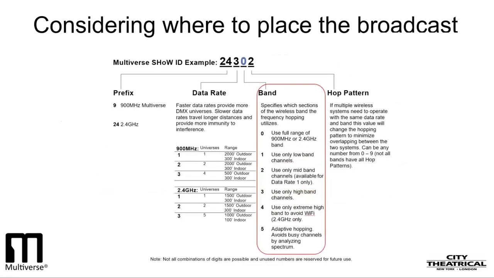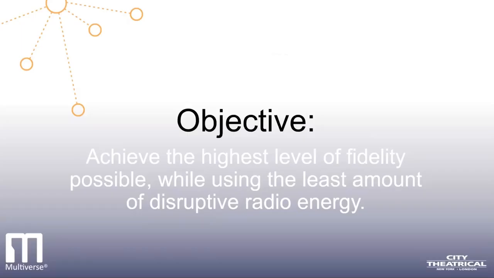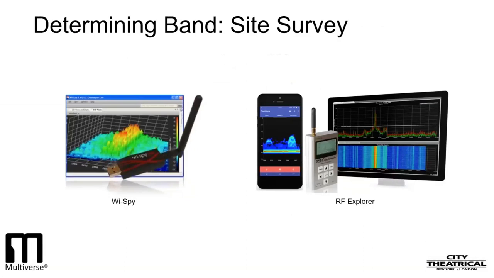Next, we will consider where in the band we want to place our broadcast. Remember, this is one of the advantages of the show ID system. We believe it's always best to have the ability to easily direct your broadcast to the area of the spectrum of your choosing. Our objective is always to achieve the highest level of fidelity possible while using the least amount of disruptive radio energy. That has always been City Theatrical's philosophy of wireless DMX. We now want to decide exactly where in our broadcast band to place our broadcast.